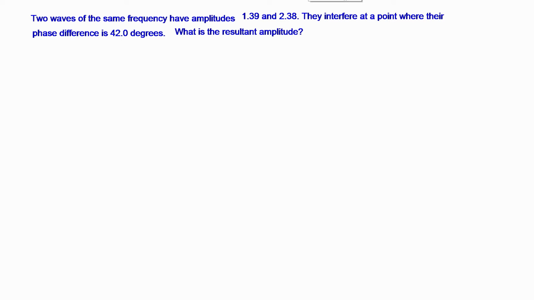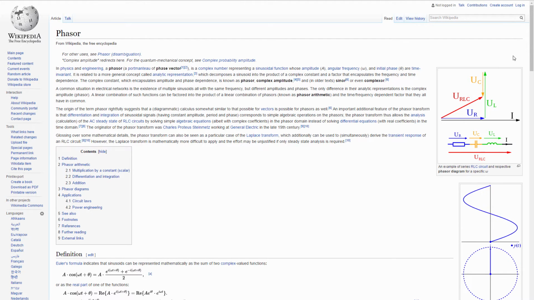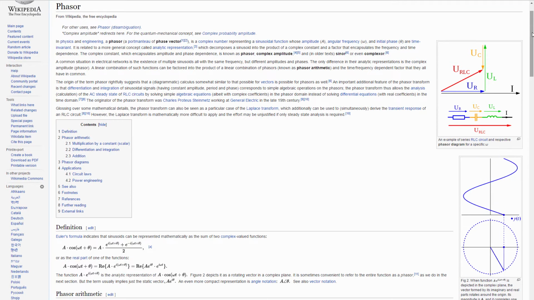And before I describe phasors, I want to just really quickly show you the Wikipedia page on phasors, because there are a couple of diagrams here that are helpful. So the basic idea, they have a phasor is a complex number representing a sinusoidal function whose amplitude, angular frequency, and initial phase are time invariant. Okay, that sounds really complicated. There's a more general concept called analytic representation. We don't need to know at the introductory physics level that it's a complex number. It's helpful to understand that the amplitude, angular frequency, and initial phase are related to the amplitude, angular frequency, and initial phase of a wave function.